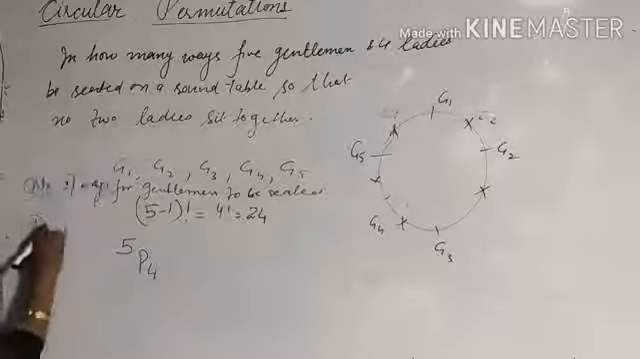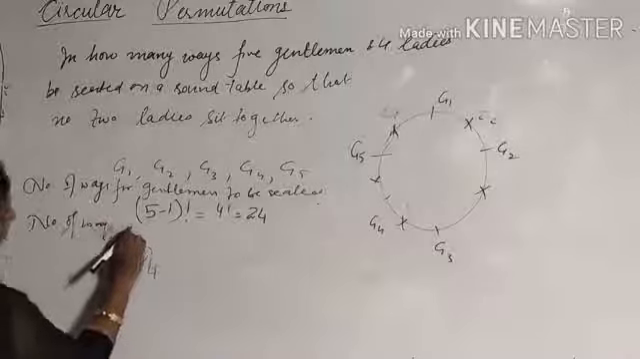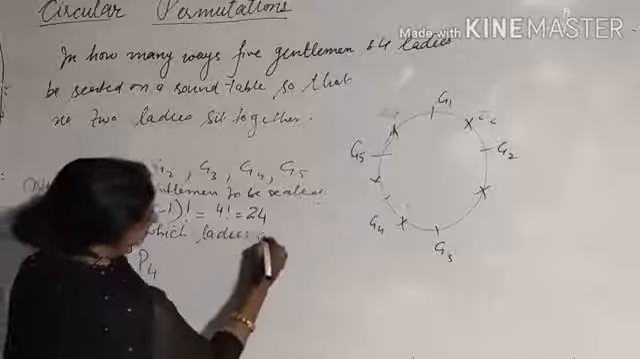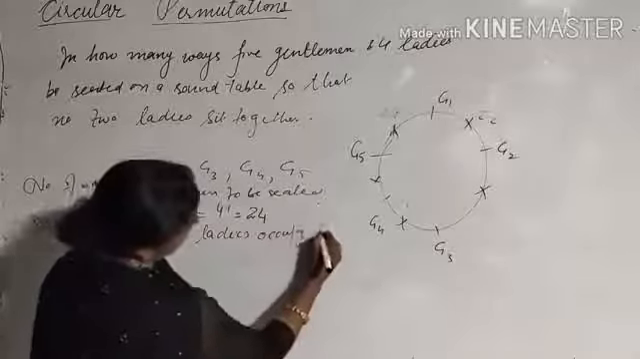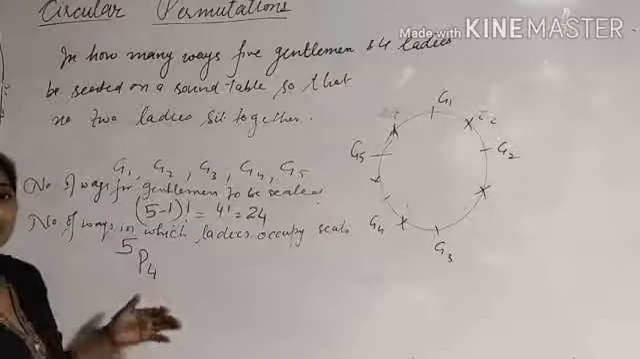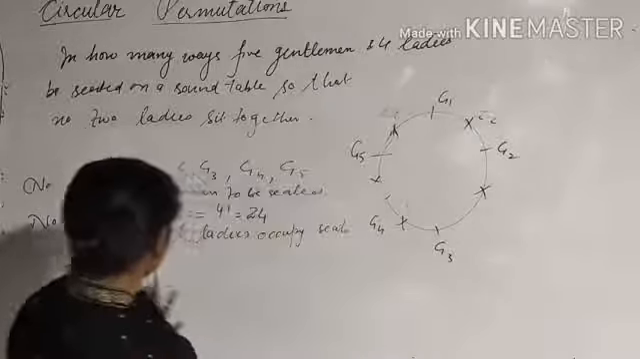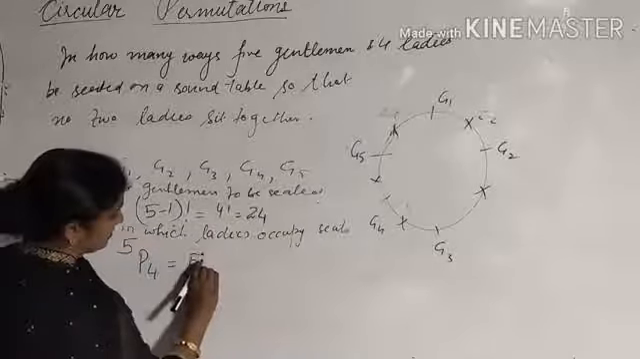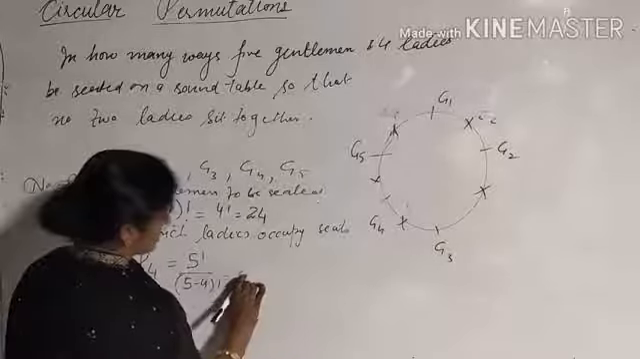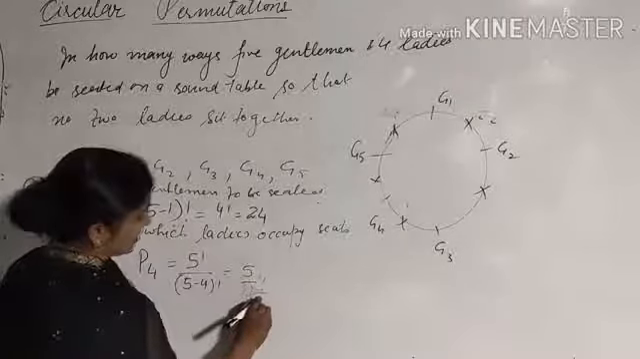And these are the number of ways in which ladies occupy the seat. The number of ways in which ladies occupy the seat is 5P4. Why P here? Because out of 5 positions, ladies have to occupy 4 positions. So it's 5P4, and that is 5 factorial upon 5 minus 4 factorial, which is 5 factorial divided by 1 factorial.